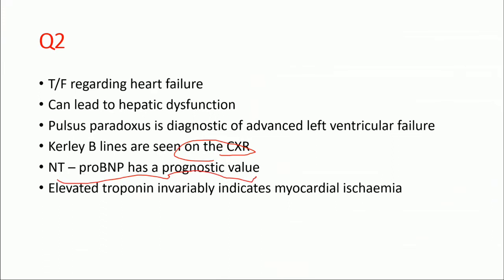right? The last one in this MCQ is elevated troponin invariably. The word invariably means for sure, right? Or it is diagnostic. Invariably, right? So what you mean by invariably is that it is very strongly related, always. Now, elevated troponin invariably, so both NT-proBNP.